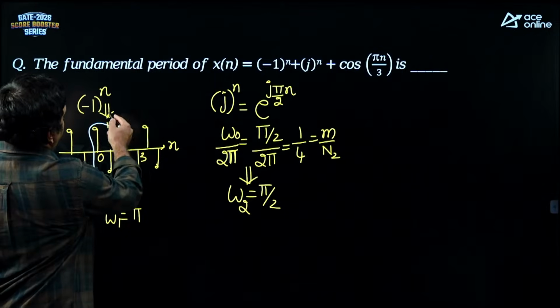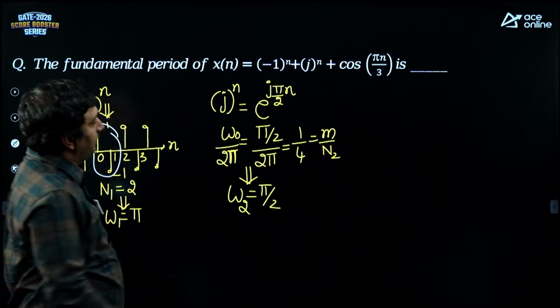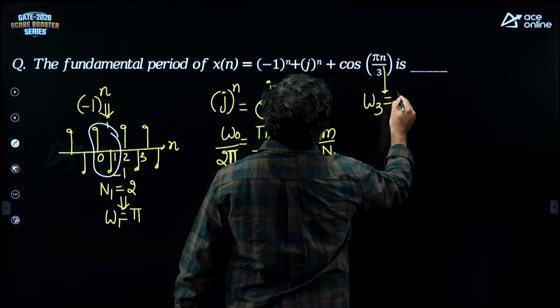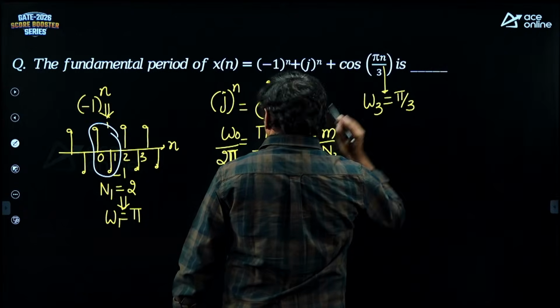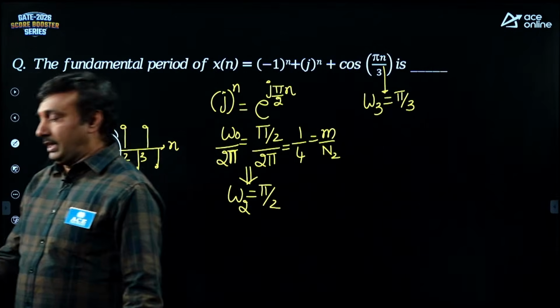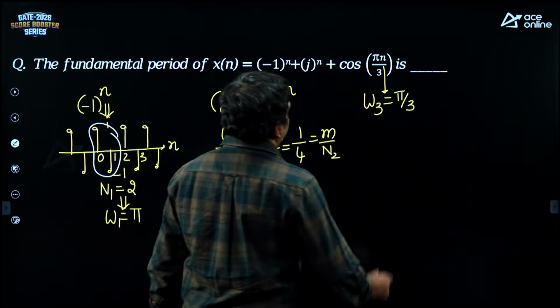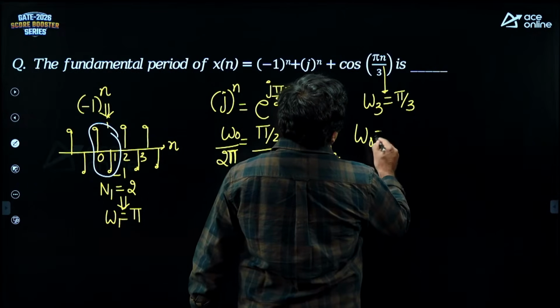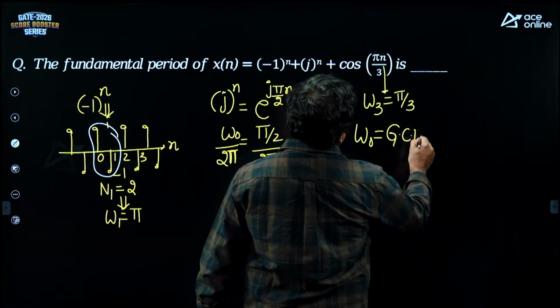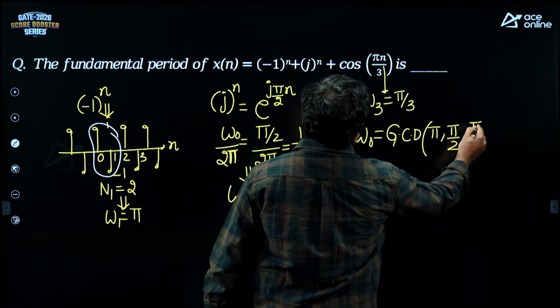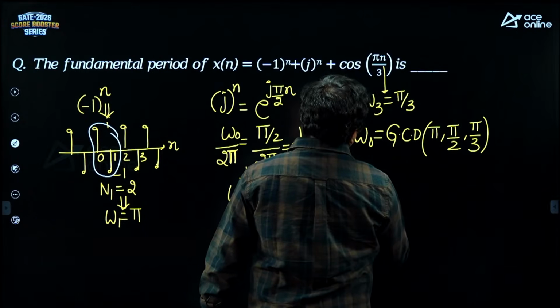First signal minus 1 whole power n has frequency pi, this is pi by 2. This cos function, third frequency is pi by 3. We are having three frequencies here, pi, pi by 2, pi by 3. How to obtain the fundamental frequency? GCD of pi comma pi by 2 comma pi by 3.